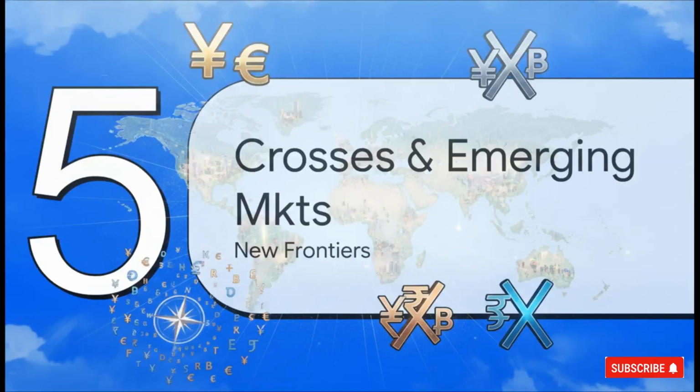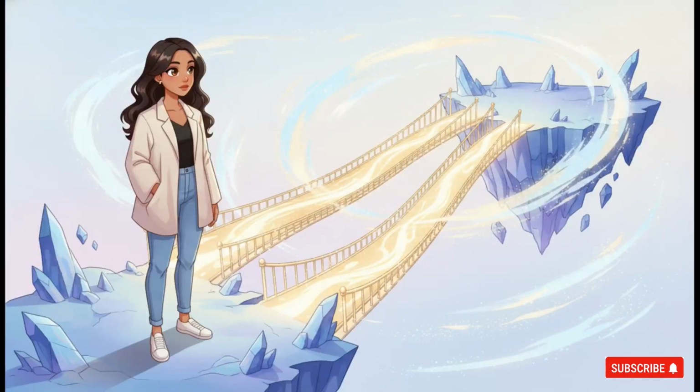All right, Section 5. Crosses and emerging markets, new frontiers. Remember those cross pairs we talked about earlier? The euro and the British pound is a prime example. Despite completely lacking the US dollar, it remained the 9th most traded pair in the world.